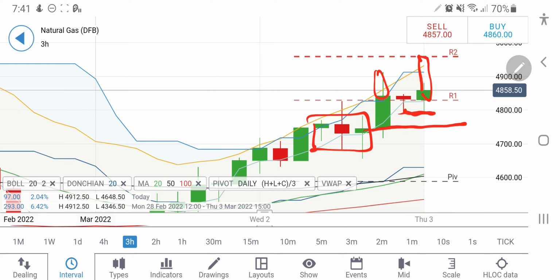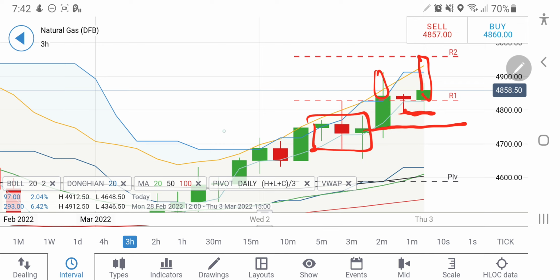These three levels are very important for NG. Till the time it remains above $4.6 levels, I will expect it to rise. I will expect it to remain in bullish momentum. My targets are definitely $5 plus level. We will expect it and we will achieve it. If not today, then tomorrow possibly on NG we might see $5 levels. So this is all for NG.